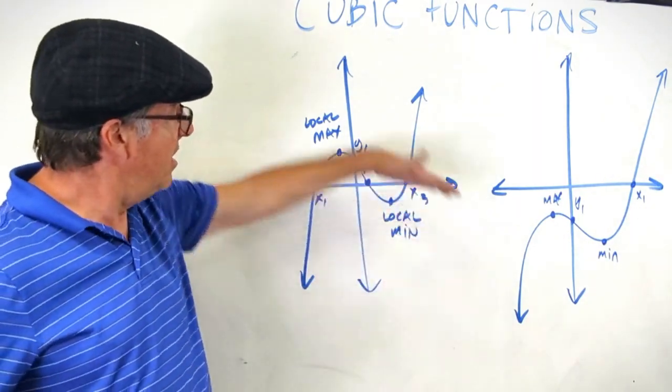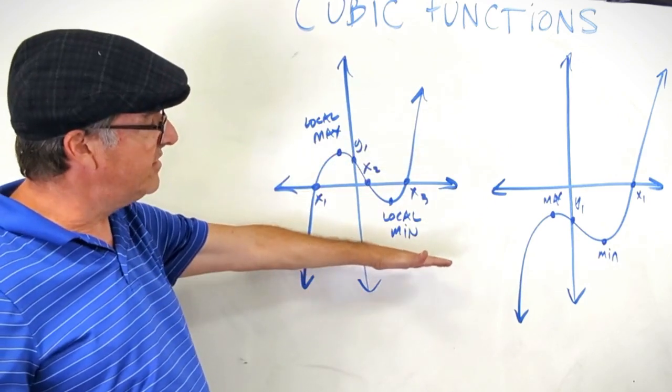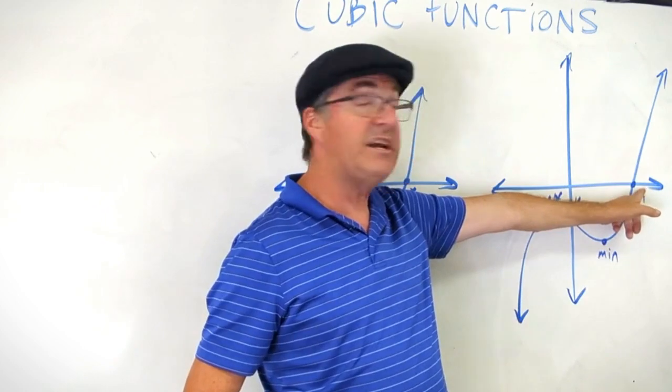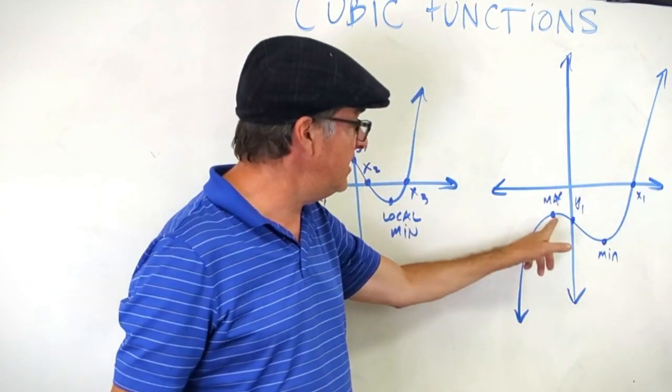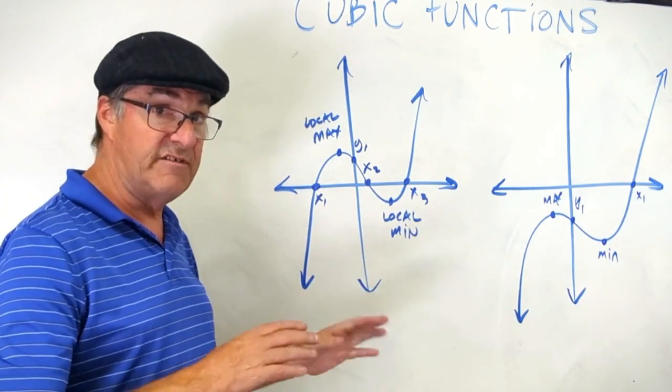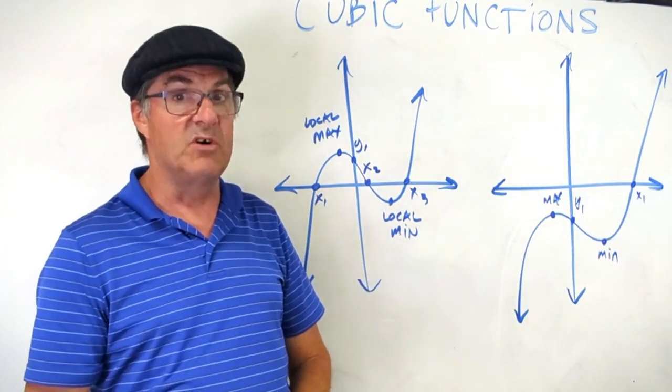Now check this one out. I've just taken this graph and scooted it down a little bit, and it's changed things a little bit. Now we only have one x-intercept at x1. We still have a max and a min and a y-intercept. Now you can get all kinds of variations of these. In fact, let's hop into Desmos and explore.